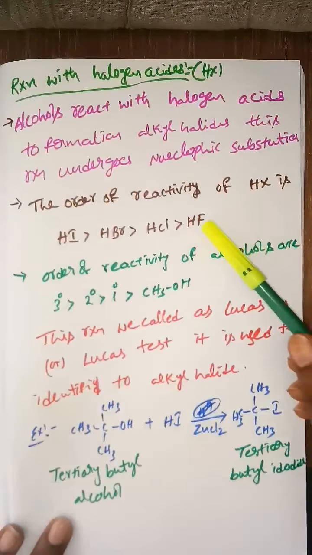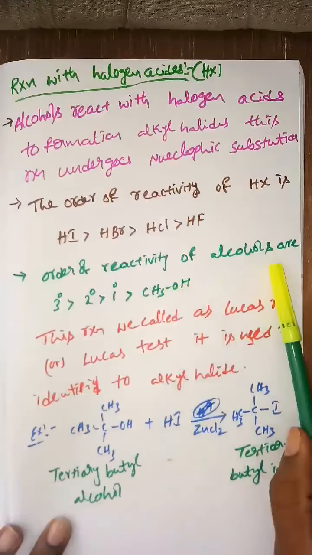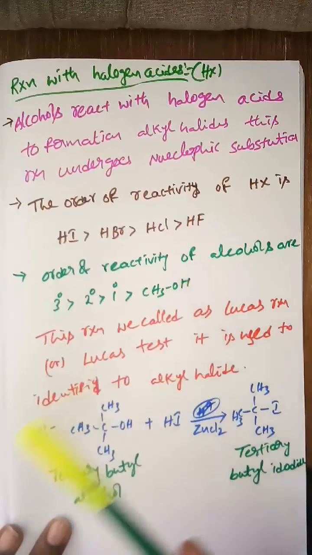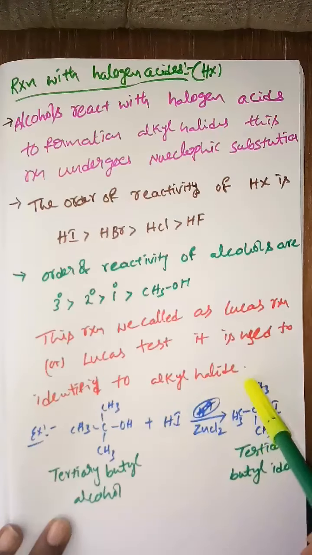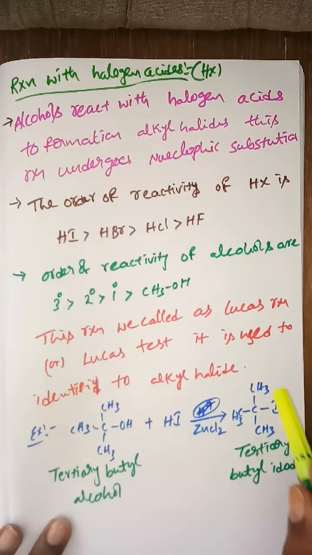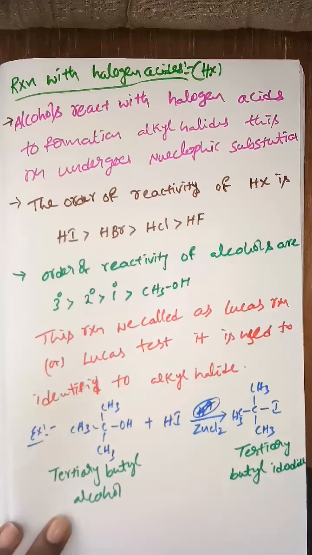The reactivity order of halogen acids is HI, HBr, HCl and HF, and the reactivity order of alcohols is tertiary, secondary, primary and methanol. This reaction we call the Lucas reaction or Lucas test. It is used to identify the structure of the alkyl halide, whether primary, secondary or tertiary. So next, another important reaction.